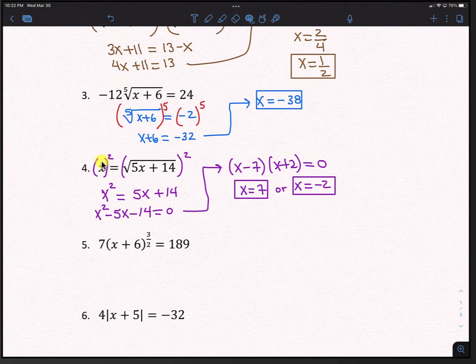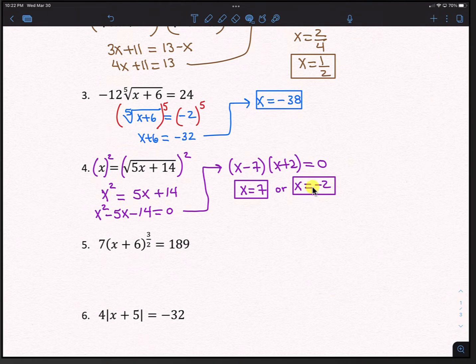So on the left we would have 7, and on the right 5 times 7 is 35, plus 14 makes 49, and the square root of 49 is 7. So both sides do equal 7, and x equals 7 is valid.